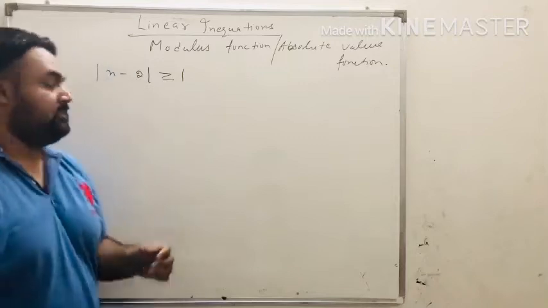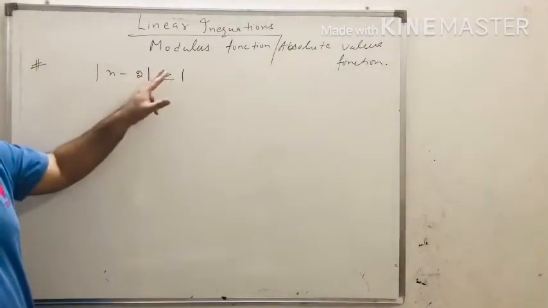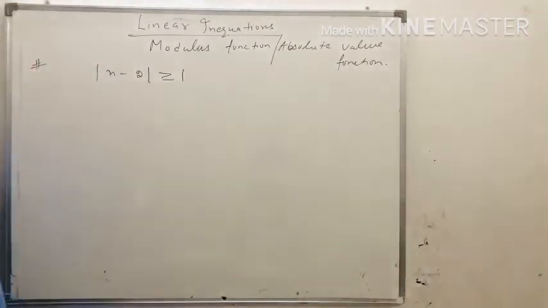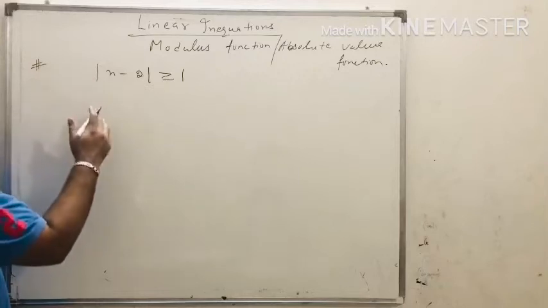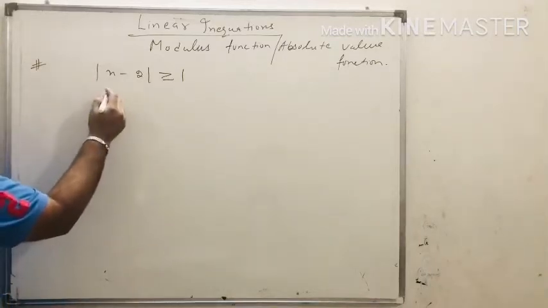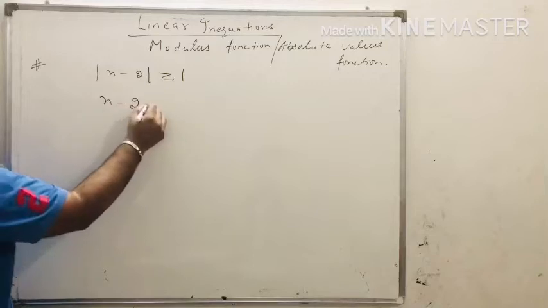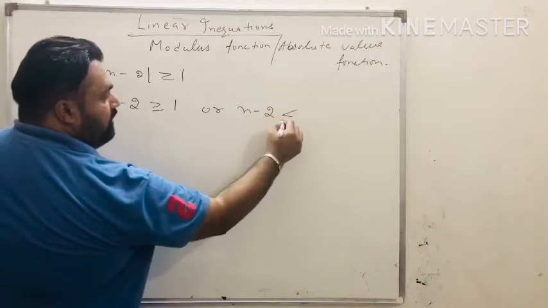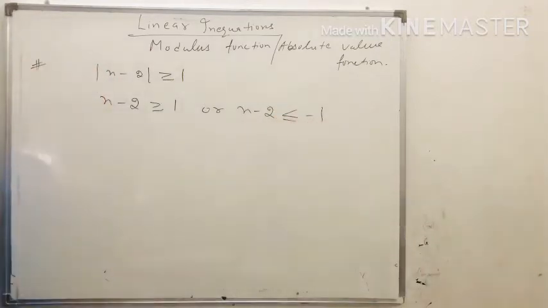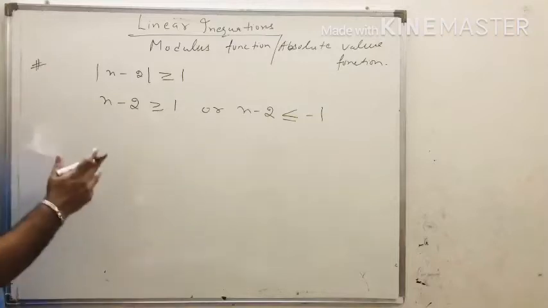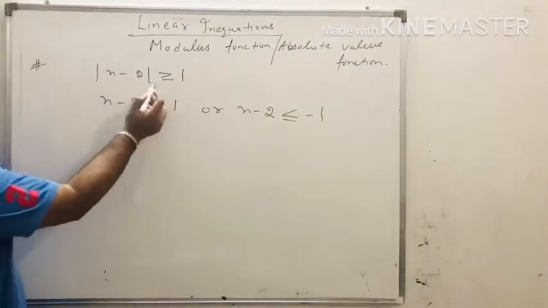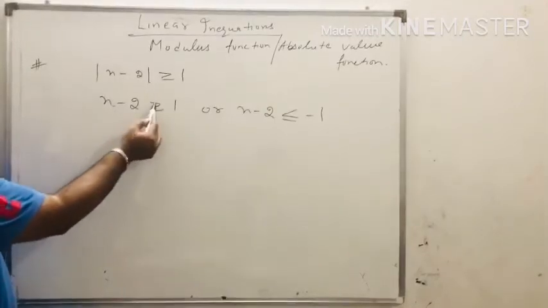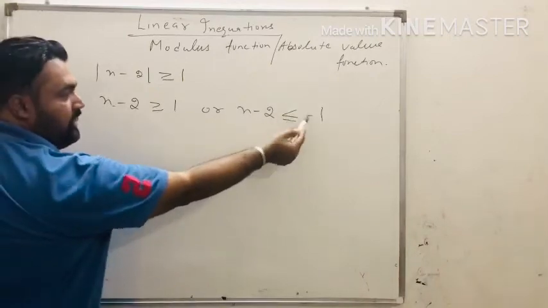Now the next concept is modulus of x minus 2 greater than or equals to 1. Now the sign is greater than. So in this case there are two cases: x minus 2 greater than or equals to 1 or x minus 2 less than or equals to -1. So please listen carefully. Whenever the sign is greater than or equals to with the modulus function, x minus 2 greater than or equals to 1 or x minus 2 less than or equals to -1.